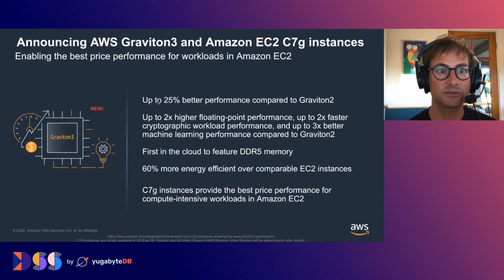It's also the first instance in the cloud to feature DDR5, which has a 50% better bandwidth compared to DDR4. And from an energy standpoint, it's 60% more efficient than comparable EC2 instances in our portfolio. Today, they provide the best price performance for compute-intensive workloads in Amazon EC2.